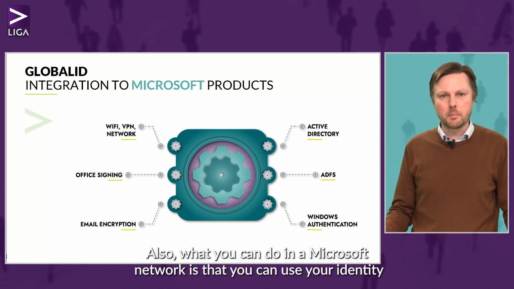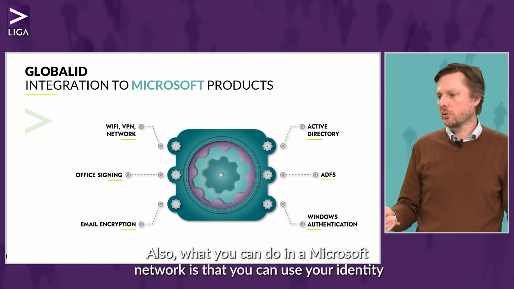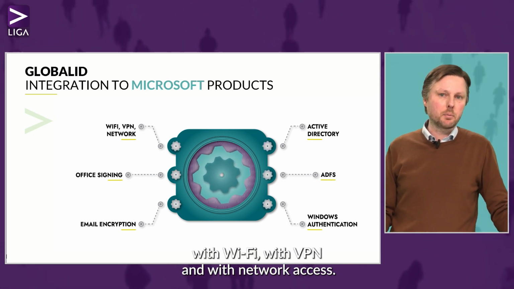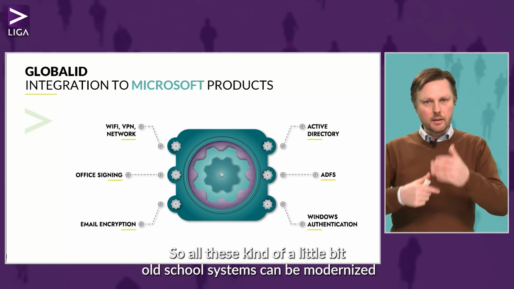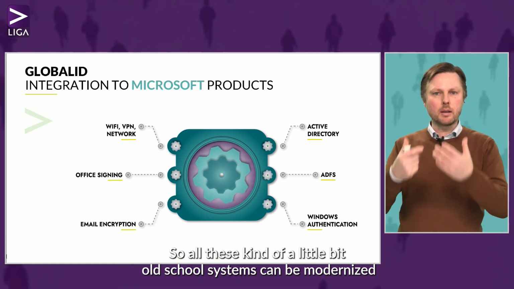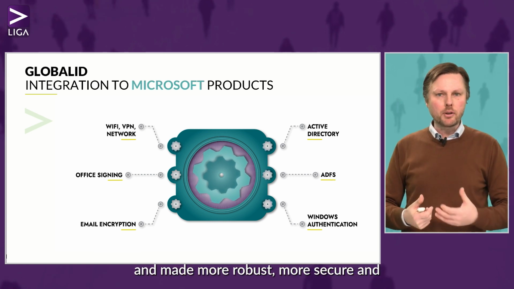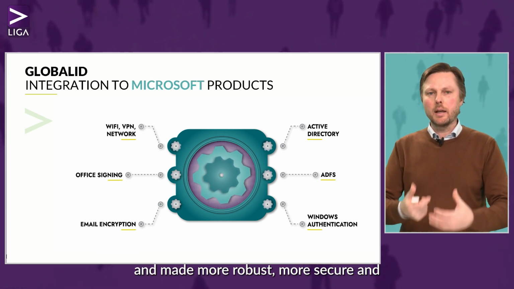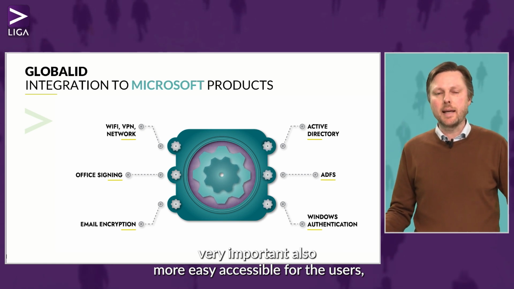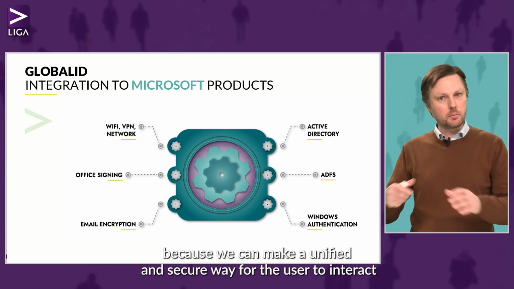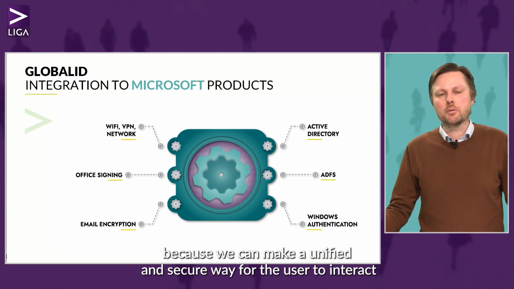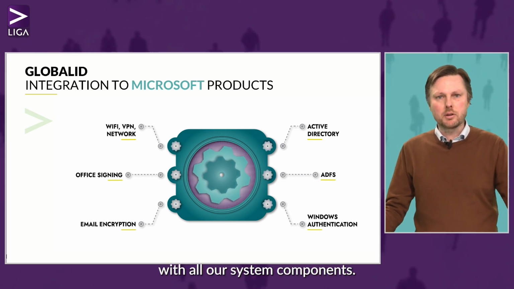Also, what you can do in a Microsoft network is use your identity with Wi-Fi, with VPN, and with network access. So all these slightly old-school systems can be modernized and made more robust, more secure, and very importantly, more easily accessible for the users, because we can make a unified and secure way for the user to interact with all our system components.